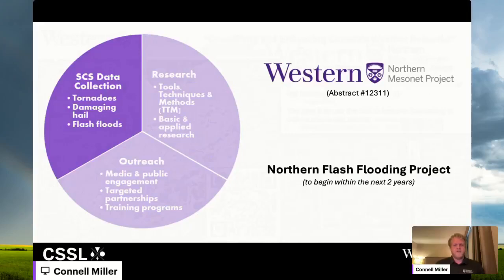Along with that, we do have hopes to start a northern flash flooding project as well. That's that fourth symbol I was showing you earlier. Hopefully to begin within the next 2 years. We're aiming for 2026, I believe, late 2026.